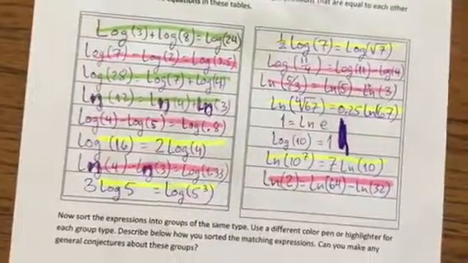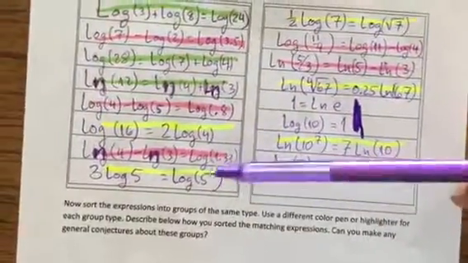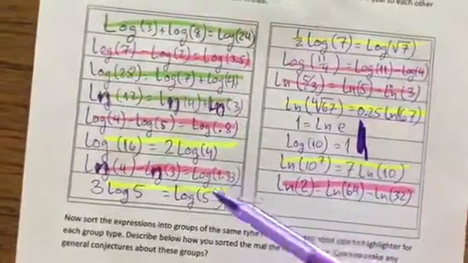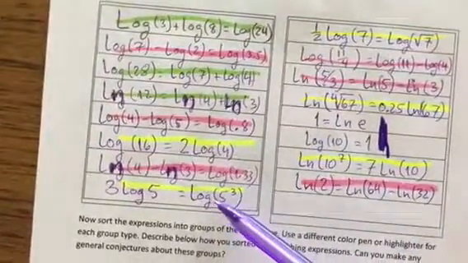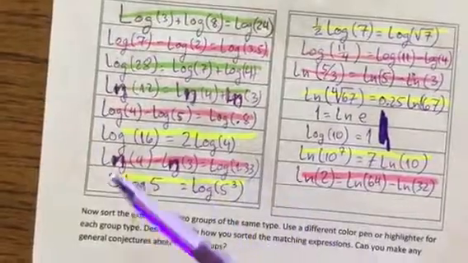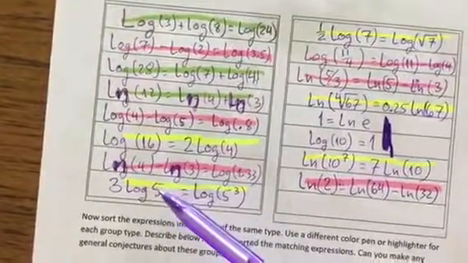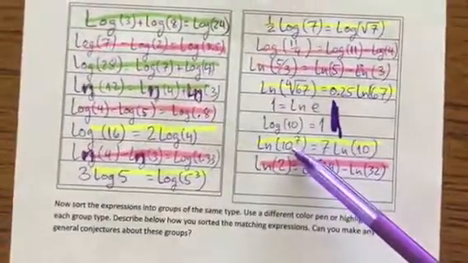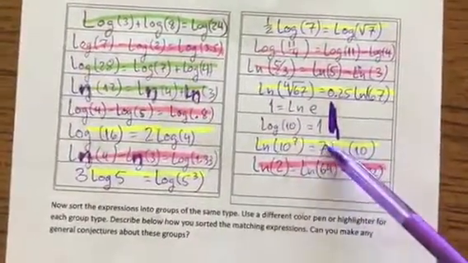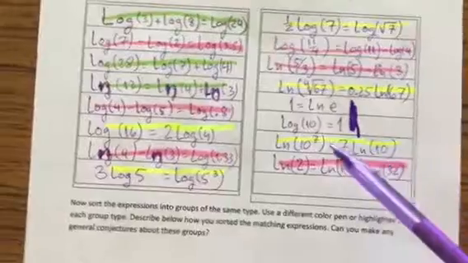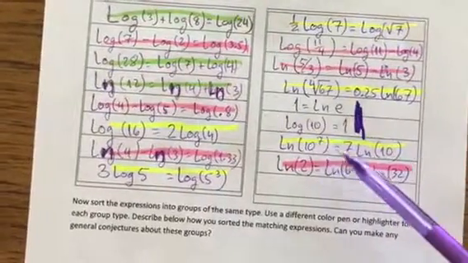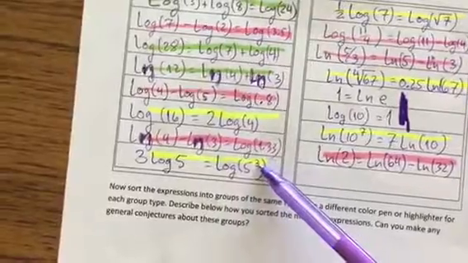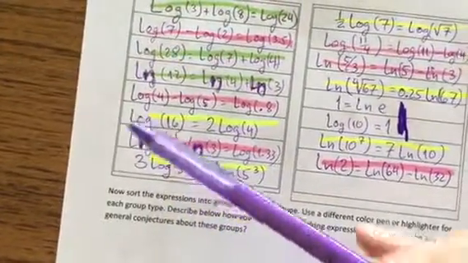And what I noticed there is that I can group these together, even though this one seems a little bit different. For example, I have log of 5 to the third on one side, and I have 3 times log 5 on the other side. That's very similar to this one over here, where natural log of 10 to the 7th power equals 7 times natural log of 10. It's like that exponent there is multiplying, just like it is here. And over here, it's the same deal. There's the exponent, and it's multiplying.